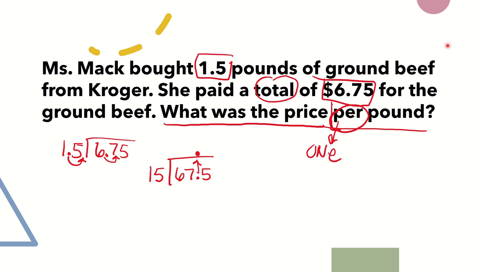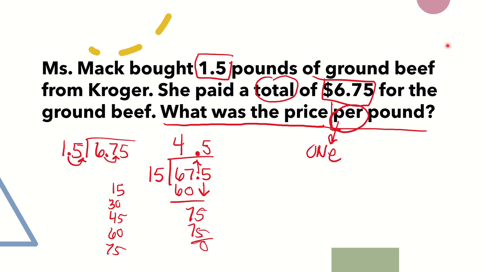Next, just bring up my decimal and let's get to dividing. 15 goes into 67 4 times. That's 60. 7 take away 0, I get 7, and I bring down my 5. And 15 goes into 75 5 times. Let's try one more word problem before you practice your independent practice.